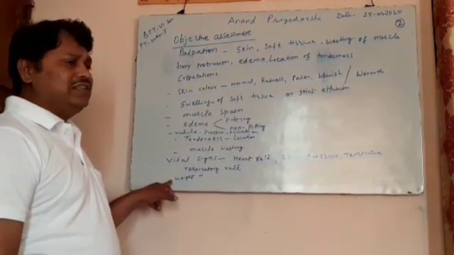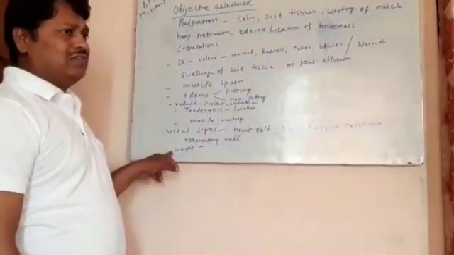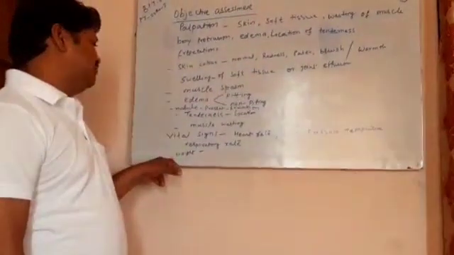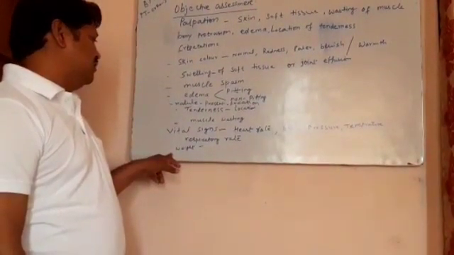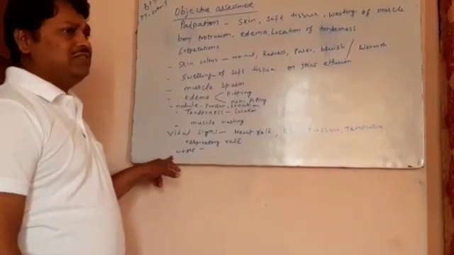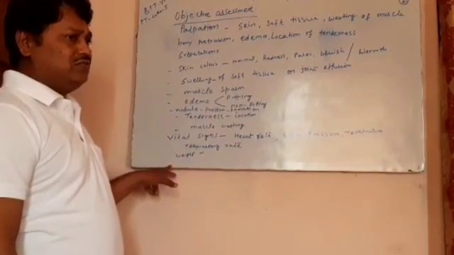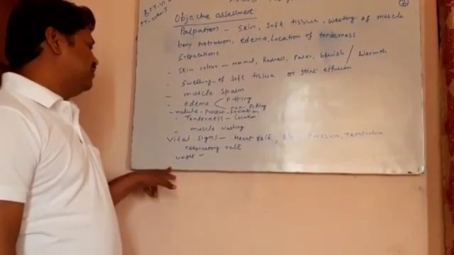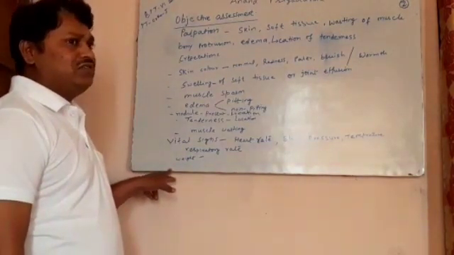Next, we take the weight of the patient. How much the patient weighs, and we can observe whether the patient is obese or not. Sometimes the patient is obese or overweight. In that condition, it puts extra pressure on the joints.